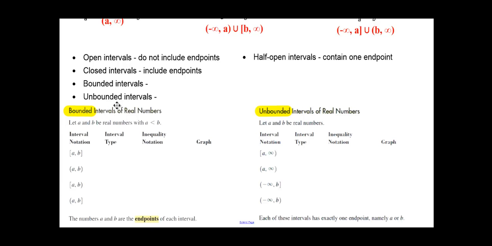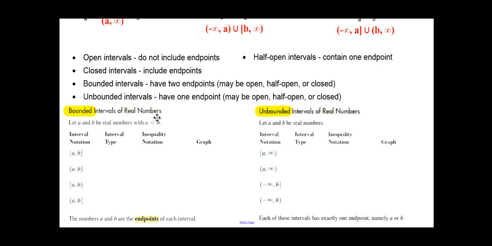We might have bounded or unbounded intervals. So a bounded interval has two endpoints, and it could be any of the three types of intervals we just discussed: open, closed, or half open. Similarly, an unbounded interval has only one endpoint, and again, it may be open, half open, or closed. So let's take a look at what those look like, bounded intervals of real numbers.